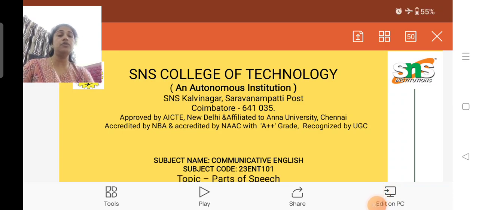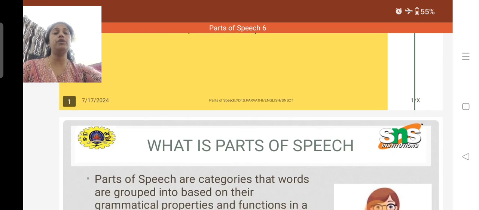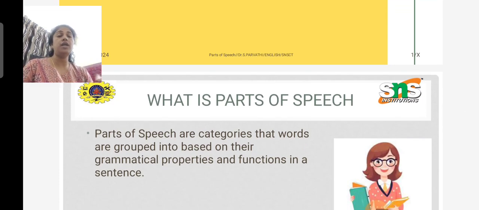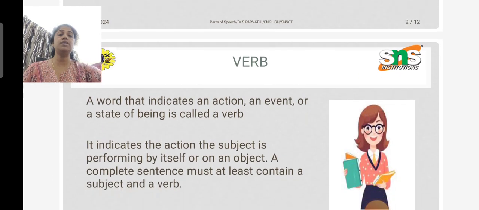In this week we are going to see the next part of speech, the verb. I hope you all remember the two types of parts of speech. One we completed with the noun and the pronoun, and this week we are going to see what this verb is, right? A word that indicates an action, an event, or a state of being is called a verb. It indicates the action that the subject is performing by itself or on an object.